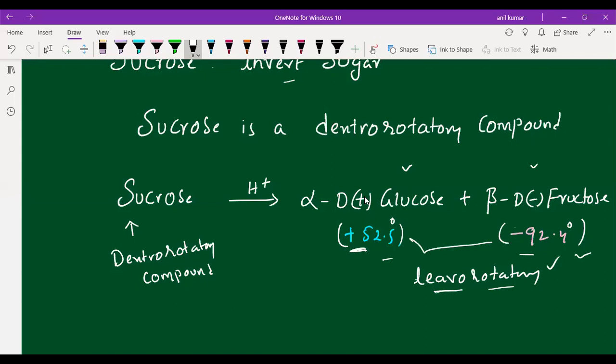Okay, sucrose on hydrolysis, you are going to get glucose and fructose, students. Glucose has a specific rotation of plus 52.5 degrees, and fructose has a specific rotation of minus 92.4 degrees. Overall, fructose is more levorotatory.